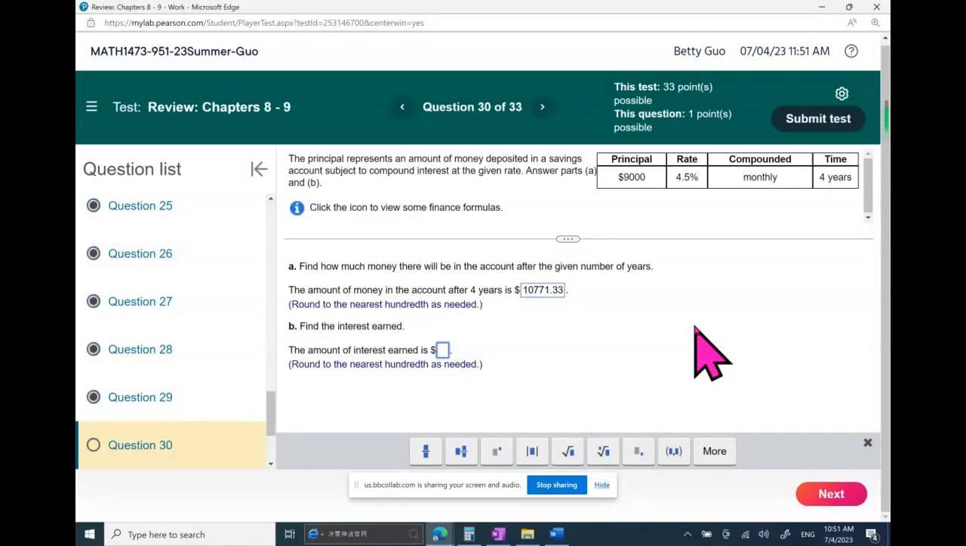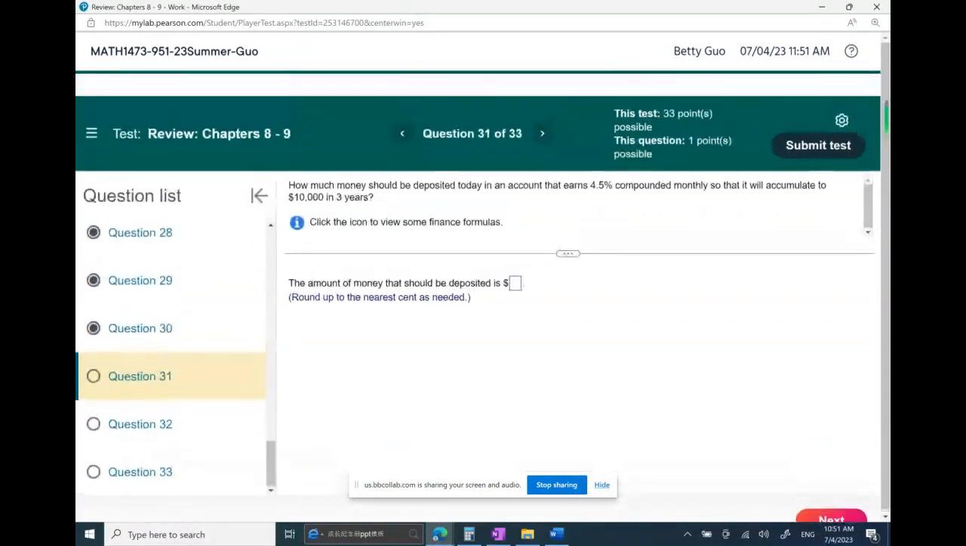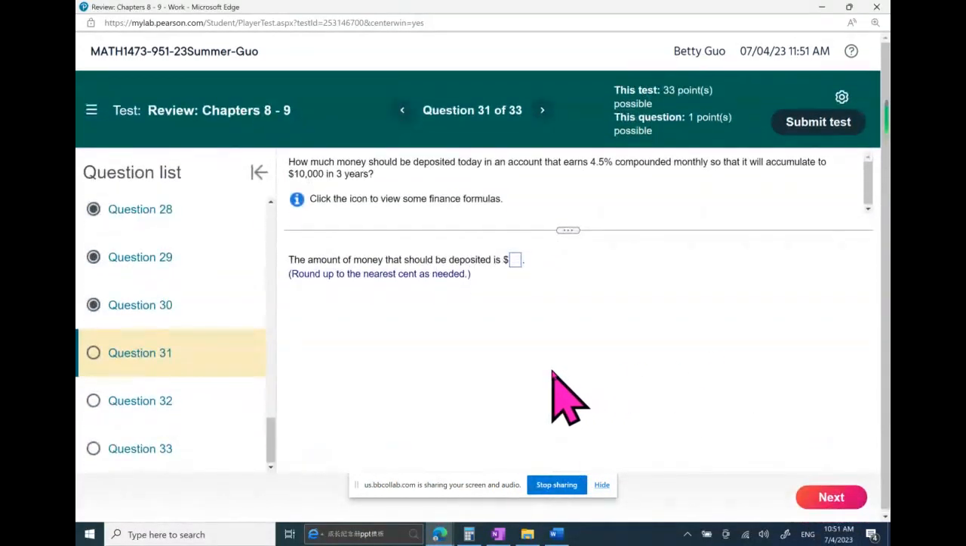10771.33. It says use the answer from part A. You would always have to use the answer from part A. So find the interest earned. Use that minus the original principal, 9,000. And the difference is the interest. So it's 1,771.33, hundredths, so cents. All right, I hope I can get it done within the time frame.